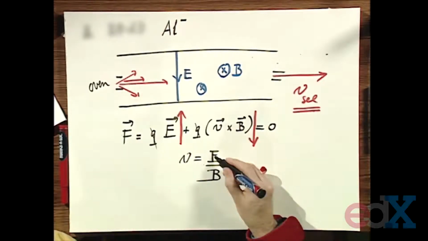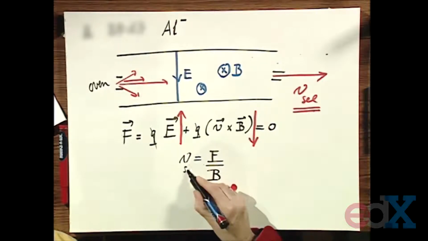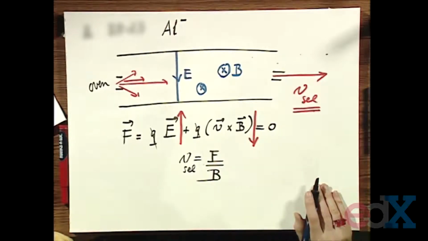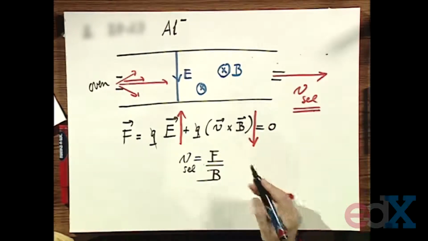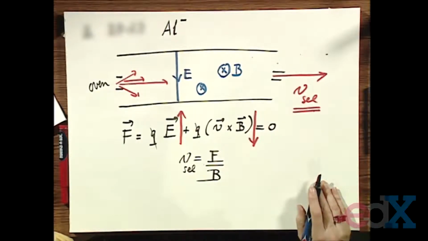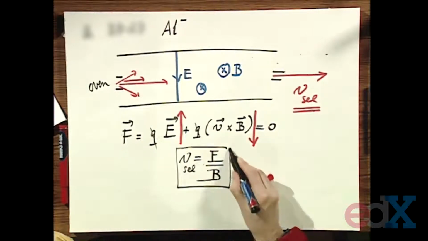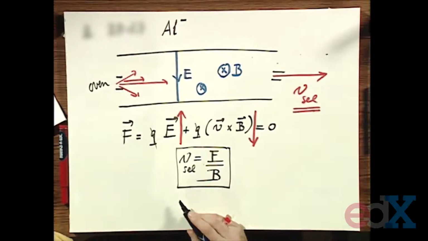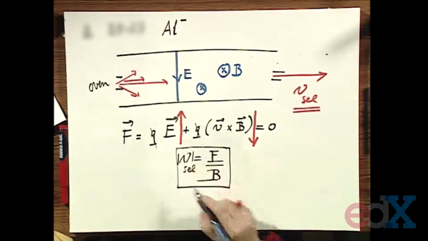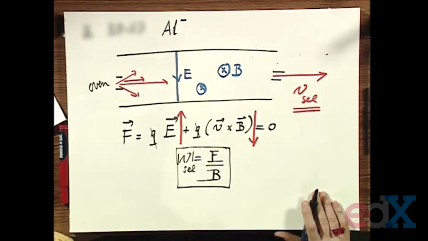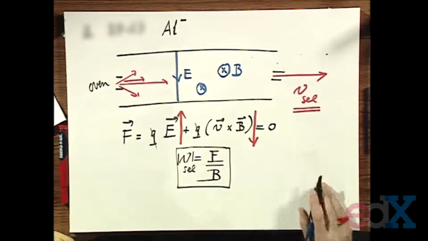If I increase E, then I will get a higher velocity. If I decrease E, then I get a lower velocity. So this is a very clever way of selecting the speed. I should perhaps put the magnitude here, the speed that comes out here.